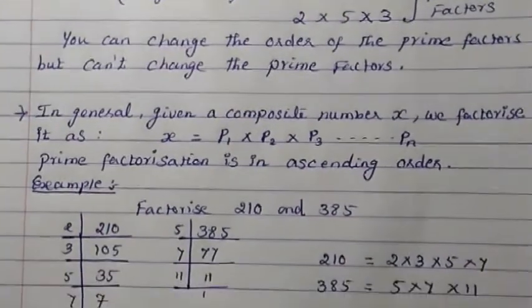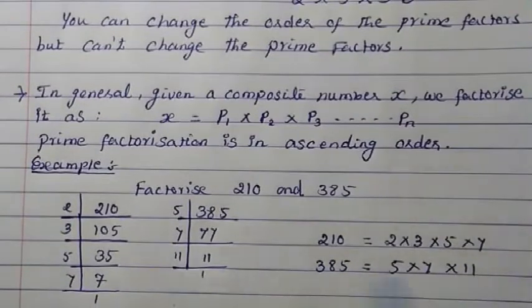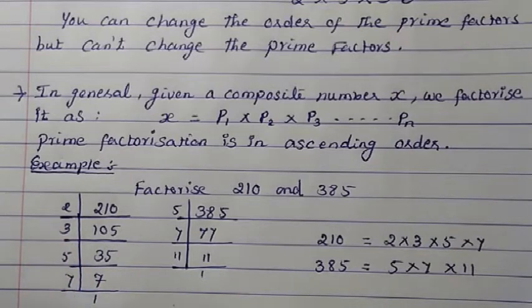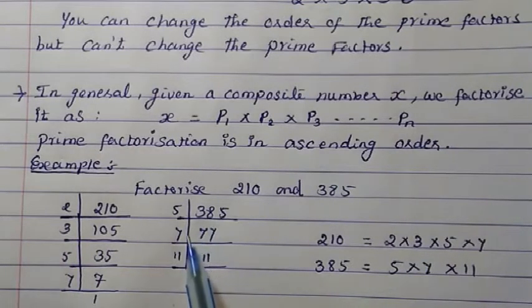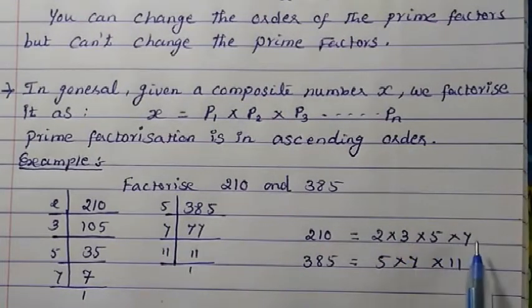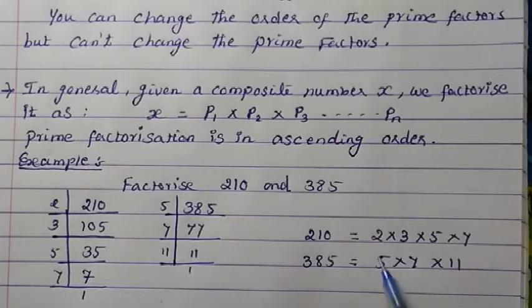For example, we factorize 210 and 385. When we do the factorization, we have to begin from the smallest number, then the smaller, and then the bigger ones. So you see here 5, then we do with 7, then 11. You see the order here, 2, 3, 5, 7, and 5, 7 and 11. So it is in ascending order. That we have to keep in mind. Many of us just do the factorization, but then we don't keep up this ascending order. So it has to be in ascending order.